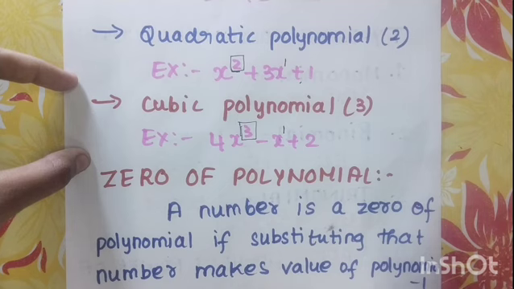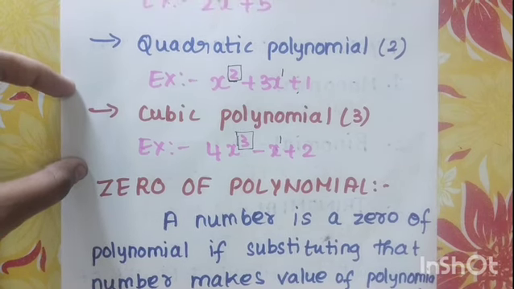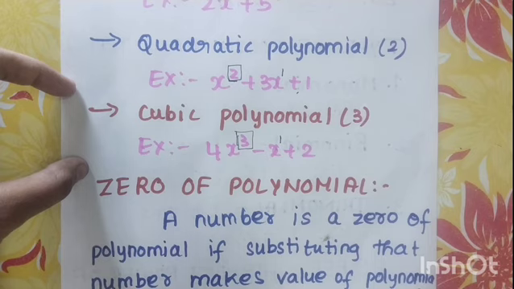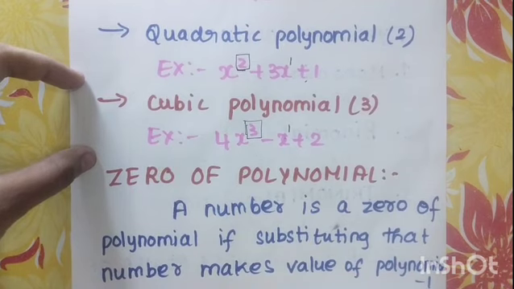An easy way to remember: for a quadrilateral we have length and breadth. It is a two-dimensional shape, right? So since it is two-dimensional, I can remember that my degree is 2 for a quadratic polynomial. And for cubic, I have length, breadth and height, so it is a 3D shape. So my degree will be 3. It is an easy way to remember.